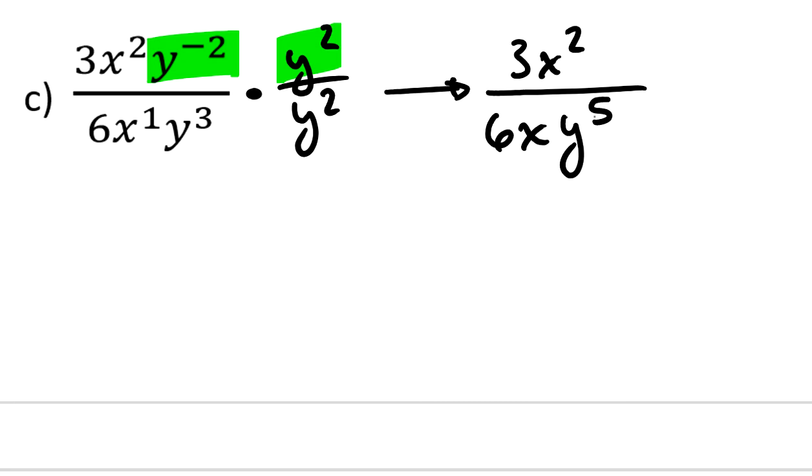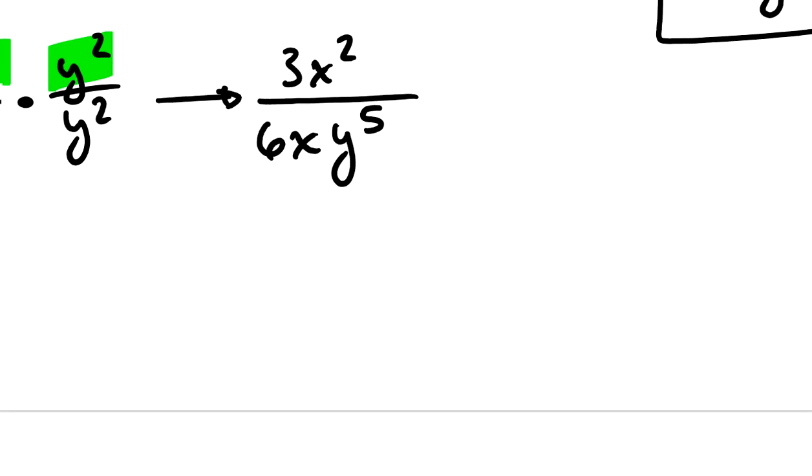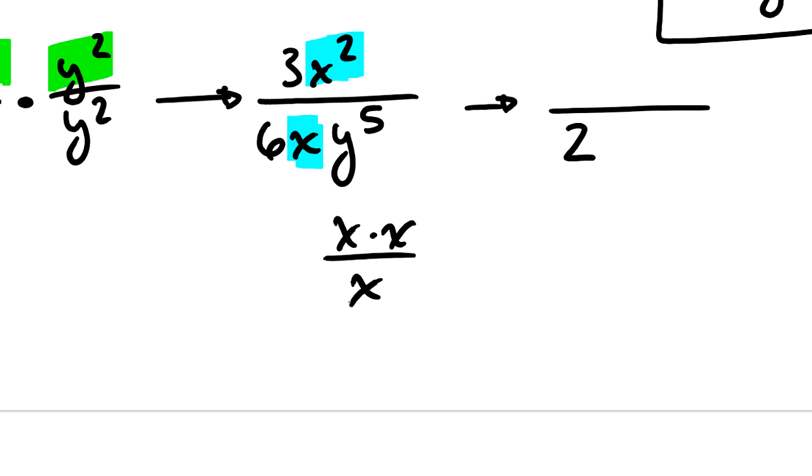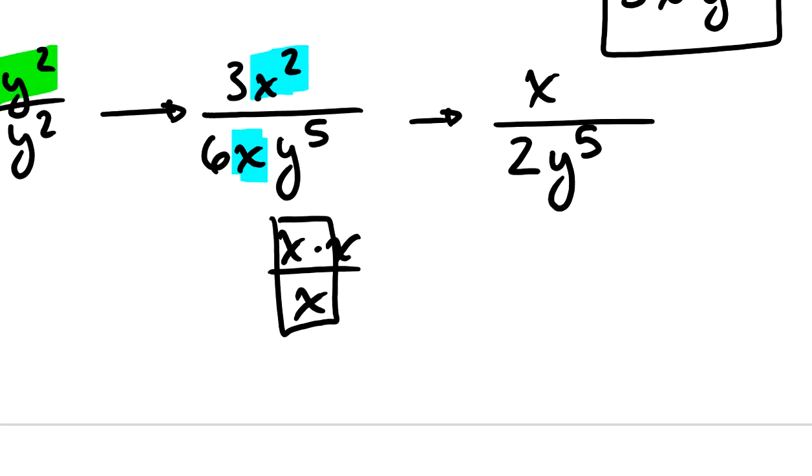So we can simplify this a bit. 3 divided by 6 is 1 half. In other words, there ends up being a factor of 2 left over in the denominator. And if I look at my x factors, there's 2 factors of x in the numerator, that's an x times another x, and there's 1 in the denominator, so that ends up being just 1 x left over in the numerator. So I've got an x up here. And then the final thing is, you can see there's still 5 factors of y that are left in my denominator. So my answer to part C is x over 2y to the 5th power.